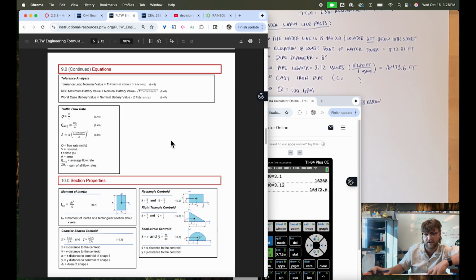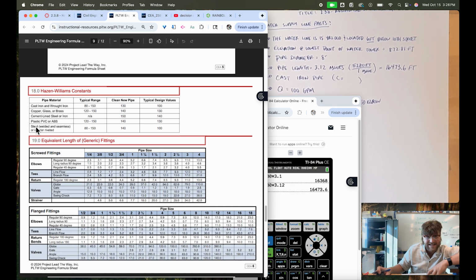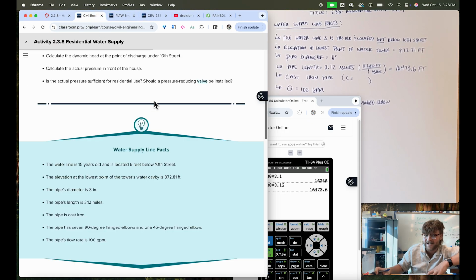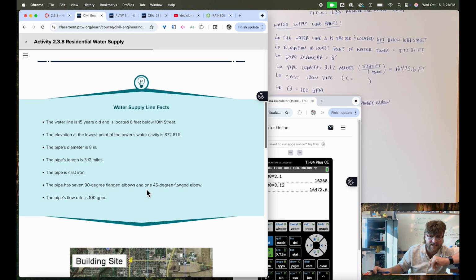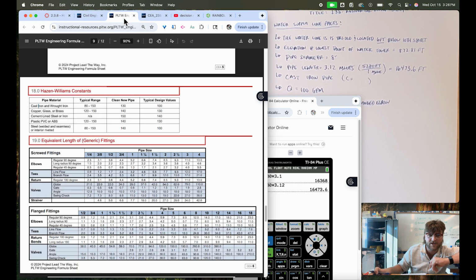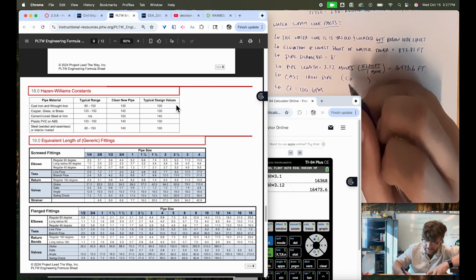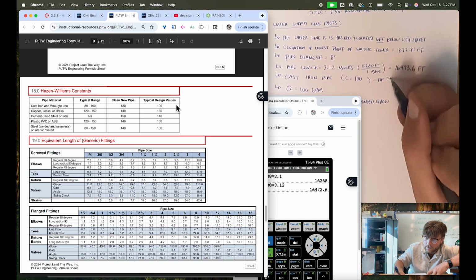Cast iron pipe is the type of pipe that we're using here. So I'm going to go ahead and pop down here to section 18, and this is a cast iron pipe. What I want to double check is to make sure that this is not a clean new pipe. So let's make sure. Yeah, the water line is 15 years old, so it definitely is not a new pipe. So I'm guessing that we're going to end up using that typical design value. We're going to write down typical design value, C is equal to 100.